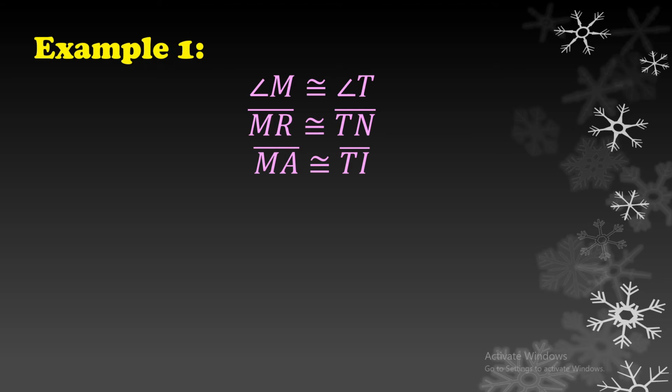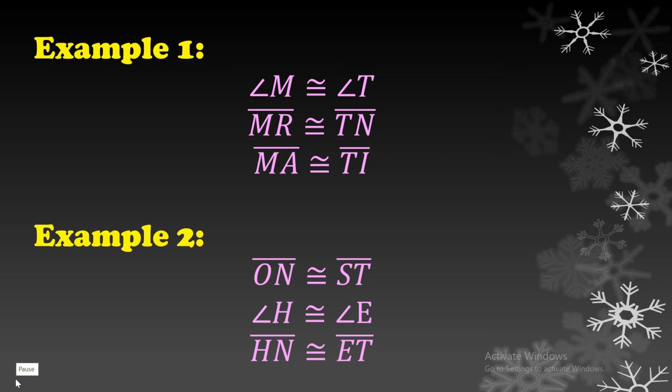Let us have another example. Again, given these three corresponding parts of two triangles, can we prove that those triangles are congruent based on the SAS postulate? Very good, we cannot. It's because the given pair of angles are not the included angle.